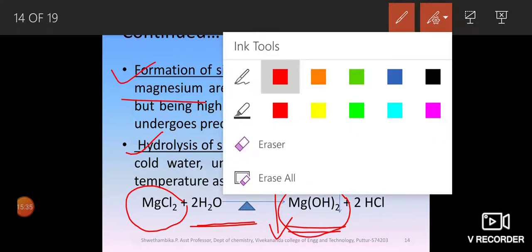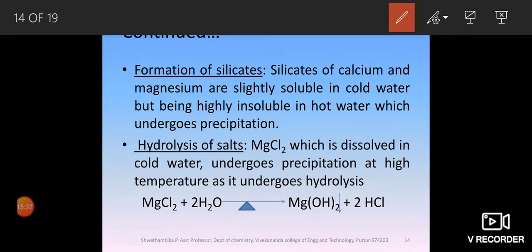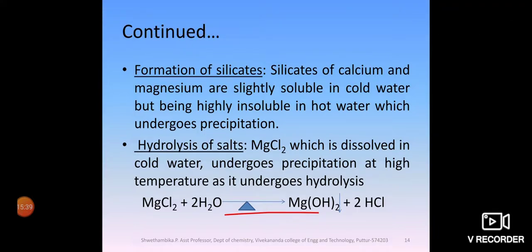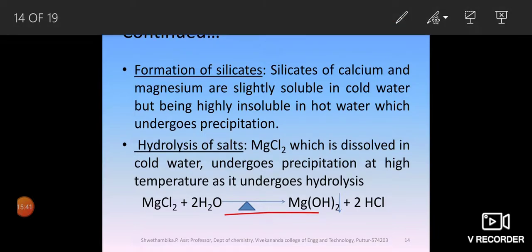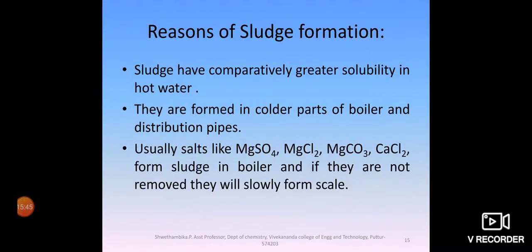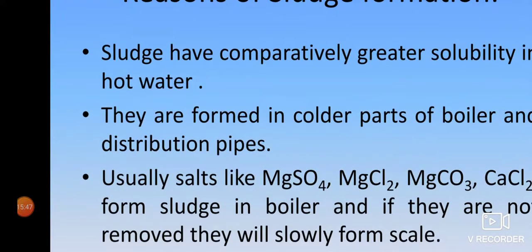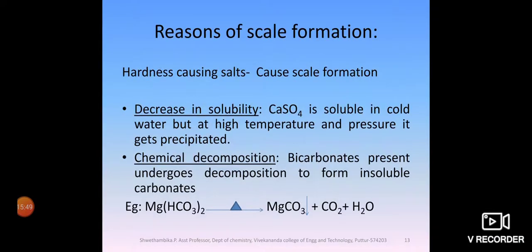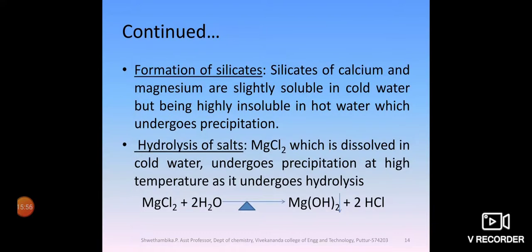So together, now let us summarize all the reasons for the scale and sludge formation. One is decrease in the solubility, second one is chemical decomposition, third one is formation of the silicates, and fourth one is hydrolysis of the salts which are present.